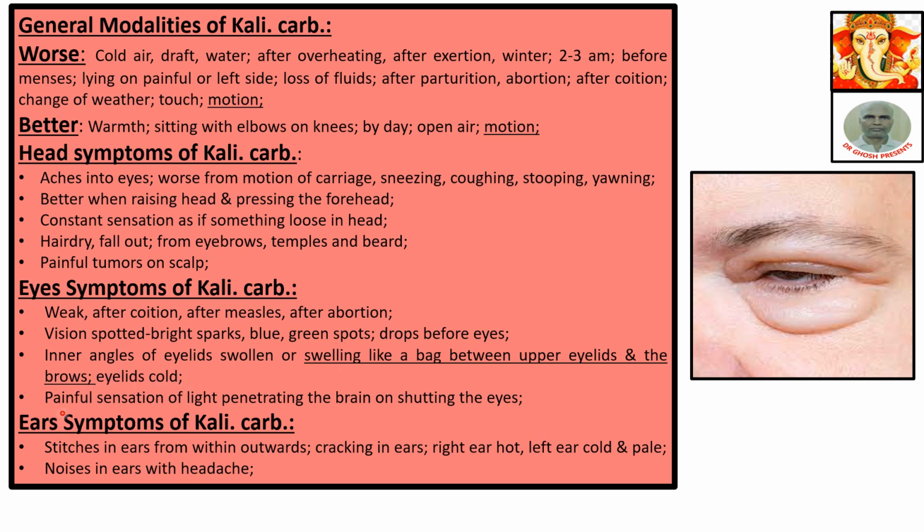Eyelids cold, painful sensation of light penetrating the brain on shutting the eyes. Ear symptoms, Kali Carb: stitches in ears from within outward, cracking in ears, right ear hot, left ear cold and pale, noises in ears with headache.